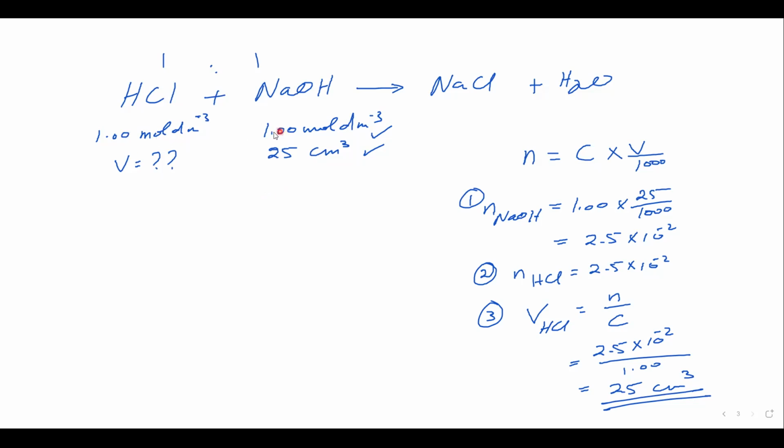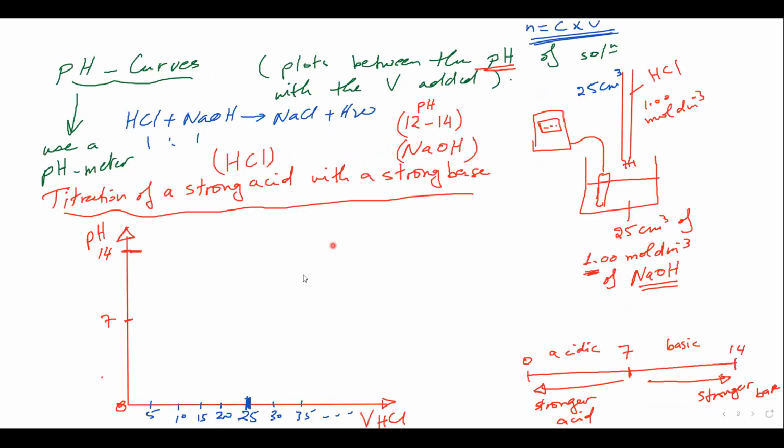So if you have the same concentration and the same number of moles, if you know the volume of one of them, it will be the same volume for the other. Okay, so in the titration curves, we are expecting here that the volume of HCl that we are going to add from the burette is the same as the volume of sodium hydroxide, since we are using the same concentrations.